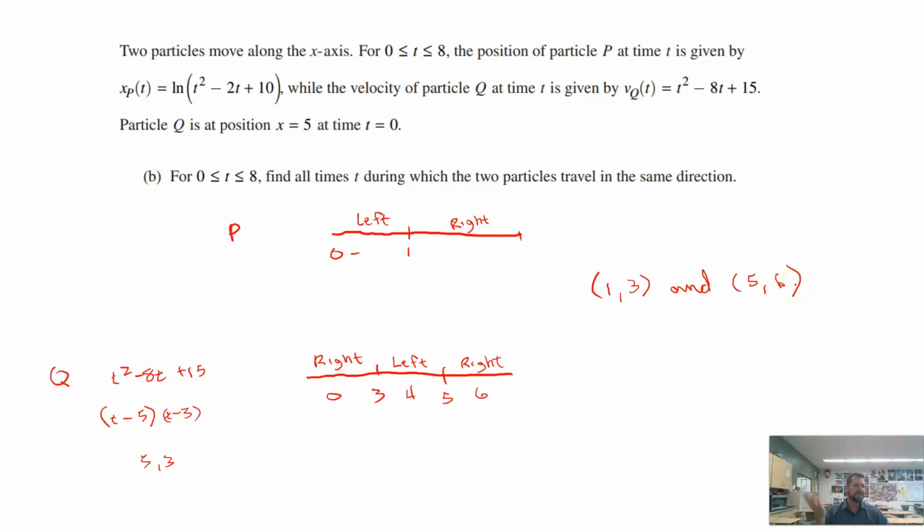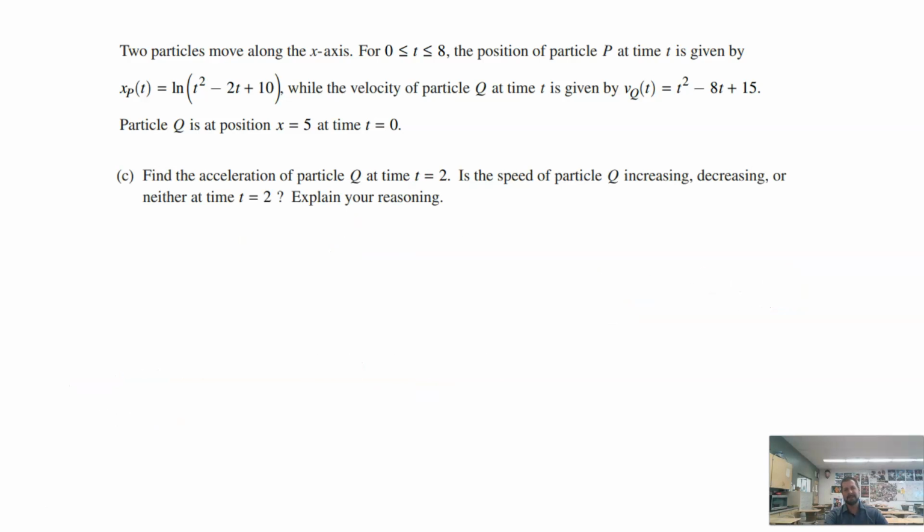It doesn't ask for any justification, so we just had to have those two time intervals. Now, again, I understand this problem is much easier with a calculator because you can just graph the derivatives and see when they're both above or below the x-axis. But in this problem, without a calculator, that's how you would have had to go about doing that.